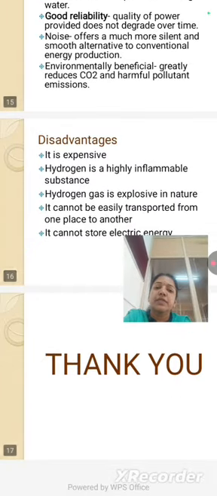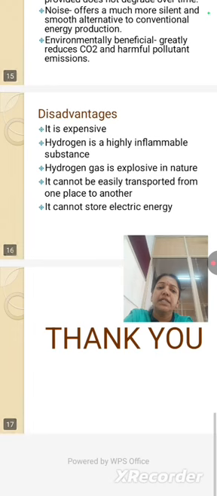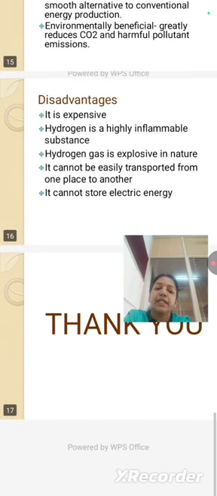Disadvantages of fuel cells: they are expensive, hydrogen is a highly flammable substance, hydrogen gas is explosive in nature, it can't be easily transported from one place to another, and it can't store electrical energy.